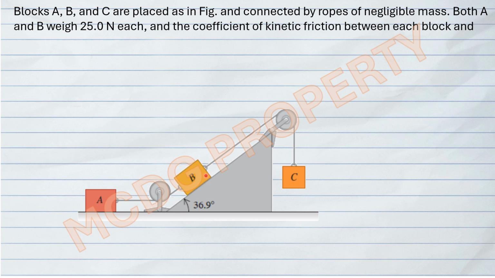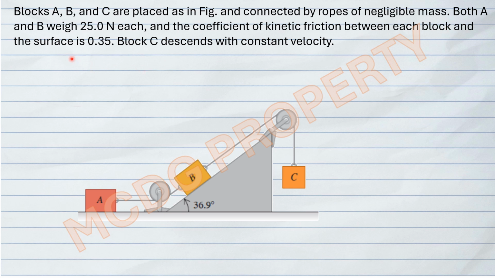Blocks A, B, and C are placed as shown in the figure, and they are connected by ropes of negligible mass. Both A and B weigh 20 newtons each, and the coefficient of kinetic friction between each block and the surface is 0.35. So the coefficient of kinetic friction between block A and the surface here is 0.35, and the coefficient of kinetic friction between block B and the inclined surface here is also 0.35.